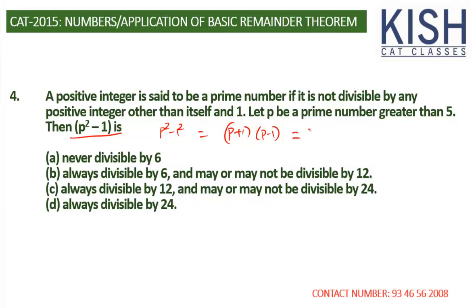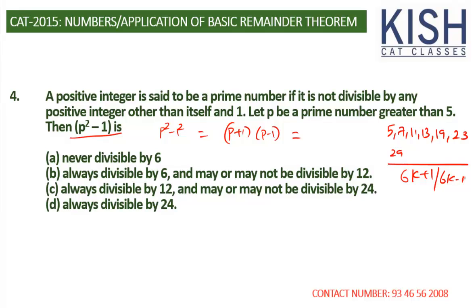Now when you check the answer options, they indicate things like it's never divisible by 4, it's divisible by 6, it's not divisible by 12, or it's not divisible by 24, or it's always divisible by 24. How can you approach this? You should have some idea about the formats of prime numbers. Except the first two prime numbers, that is 2 and 3, all the remaining prime numbers, like 5, 7, 11, 13, 19, 23, 29, are of the format 6k plus 1 or 6k minus 1.